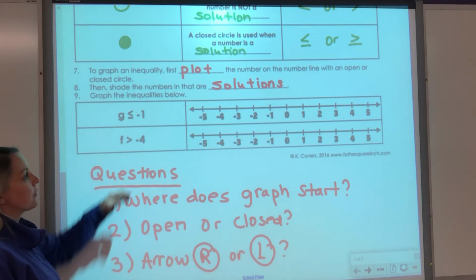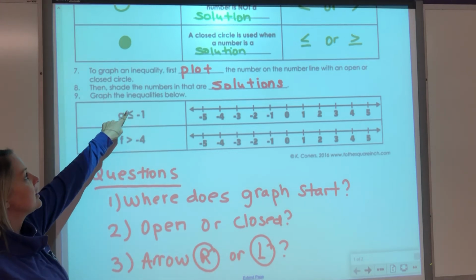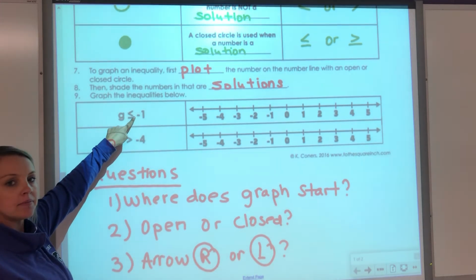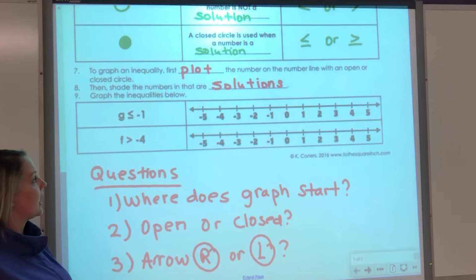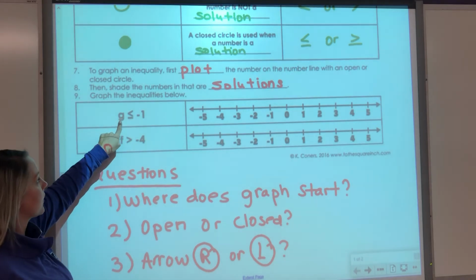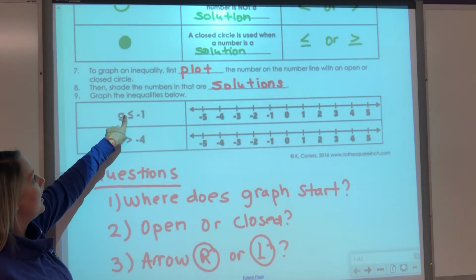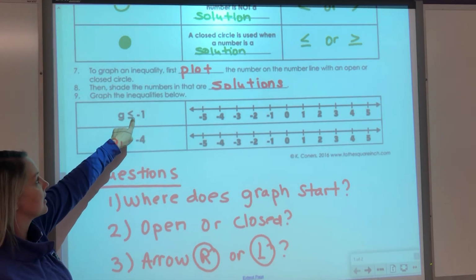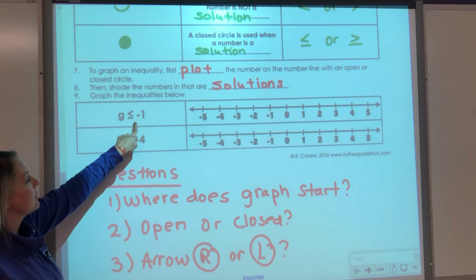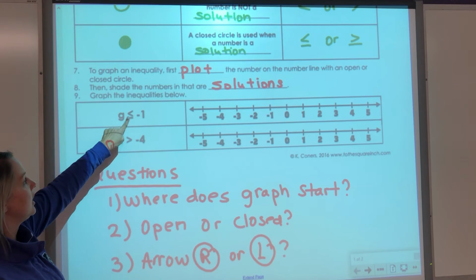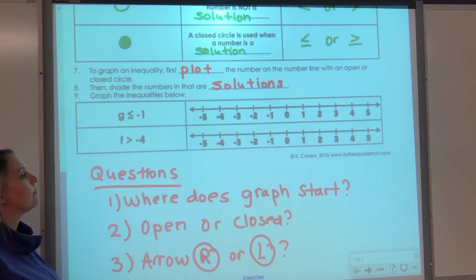So let's look at our first representation. G is less than or equal to -1. So how do I know that's less than? Well, my variable is first, and my symbol says less than or equal to -1. Okay. So that means all the values of G are going to be less than or equal to -1.